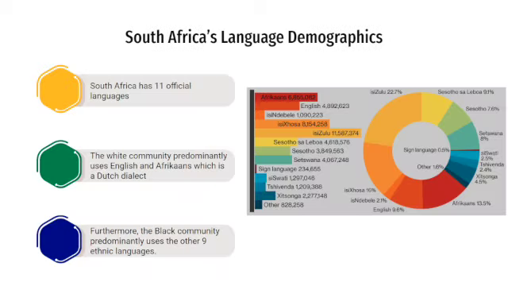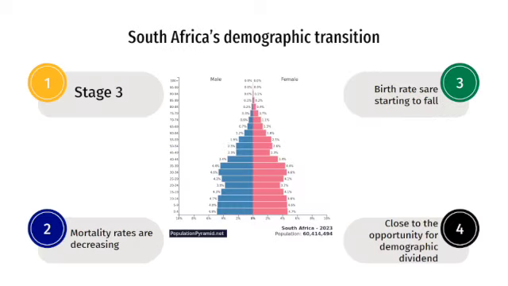Now, in South Africa's language demographics, South Africa has 11 official languages. As seen above, these include Afrikaans, which is a variation of Dutch and is spoken by its descendants, and English, and these are the most spoken languages by the white population. Furthermore, there are another 9 ethnic languages which are spoken throughout the country's regions and primarily belong to the native population.